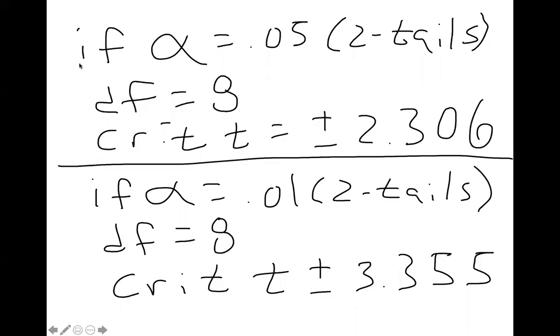I kind of worked this out and wrote it here. If alpha equals 0.05, that is 5%, and we have two tails, and our degrees of freedom equals 8, the critical T value, according to the T table, is plus or minus 2.306. The T value that we calculated was 3. So the question is, are we in the critical region or not? Is our T value of 3 in the critical region or not? Can someone answer that for me?